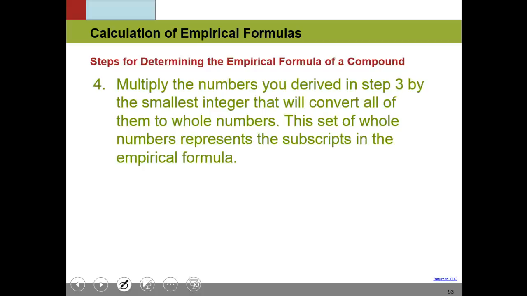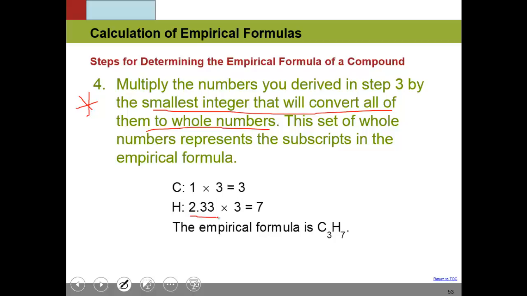And a lot of people forget this next step. If you have to get to a small whole number, we may need to use an integer to convert them to a small whole number. So if we were to take 2.33 and multiply it by 3, we're going to get basically 7, 6.99. And so that is close enough to round up to 7. Well, if we multiply hydrogen by 3, we need to multiply the number of moles of carbon by 3. So if you do one thing to one side of the equation in math, you got to do it to the other side.